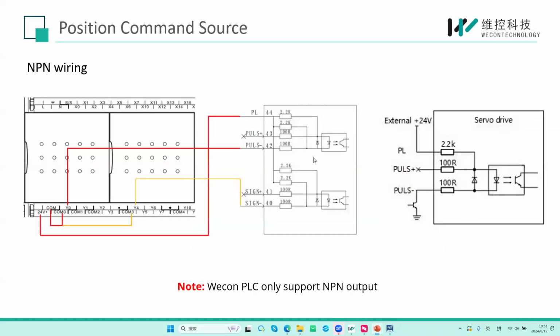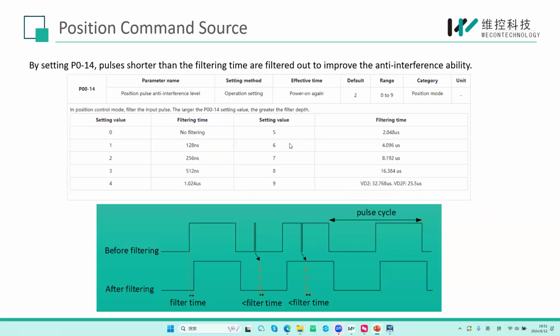This is about how to connect, and the next part is this parameter, which is used to filter some noise, some interference. And how to understand it? For example, here we have a picture. Before filtering, you can see here there are some small pulses like this. If there is some interference inside, the pulses maybe will change to like this one. So it will have influence.